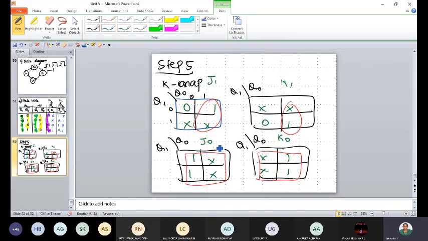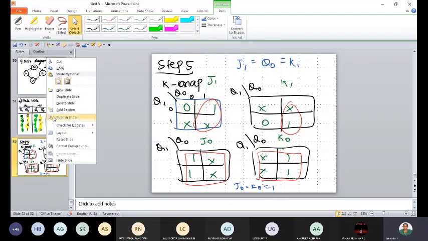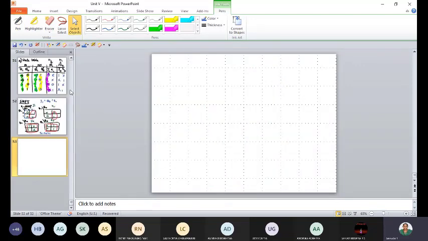So J0 is equal to K0 is equal to 1. And J1 is equal to Q0, and this is also equal to K1. This is the Boolean expression. Now it is easy to implement the circuit.